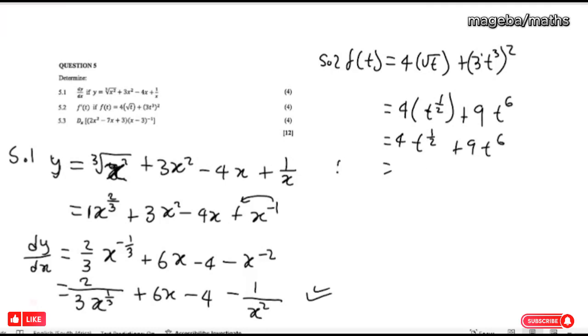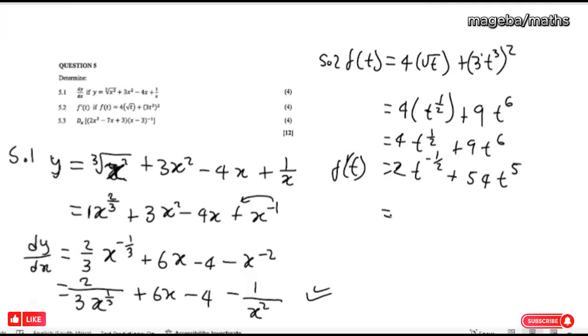Now deriving this is just f prime of t, which is going to be 1 over 2 times 4, which is going to give us 2. And then we're going to say 1 over 2 minus 1, which is going to give us t to the negative 1 over 2. And then we're going to say 6 times 9, which is going to give us positive 54. And then from there, we say 6 minus 1, which is going to give us 5.